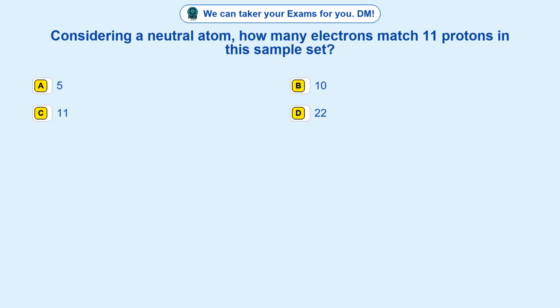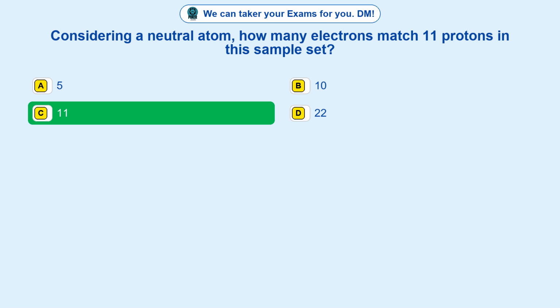Question 32. Considering a neutral atom, how many electrons match 11 protons in the sample set? Option A, 5. Option B, 10. Option C, 11. Option D, 22. The correct answer is option C, 11.